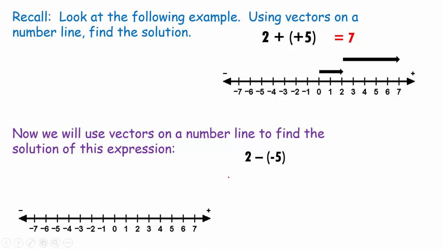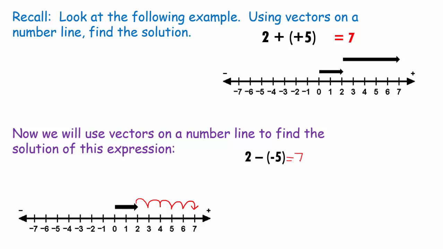All right, let's take a look. So first of all, we start with 2. And then we're going to subtract a negative. You remember from last night when we subtracted a positive, we moved left. So subtracting a negative, we actually have to move to the right. 1, 2, 3, 4, 5 units. And we actually end up again at positive 7.